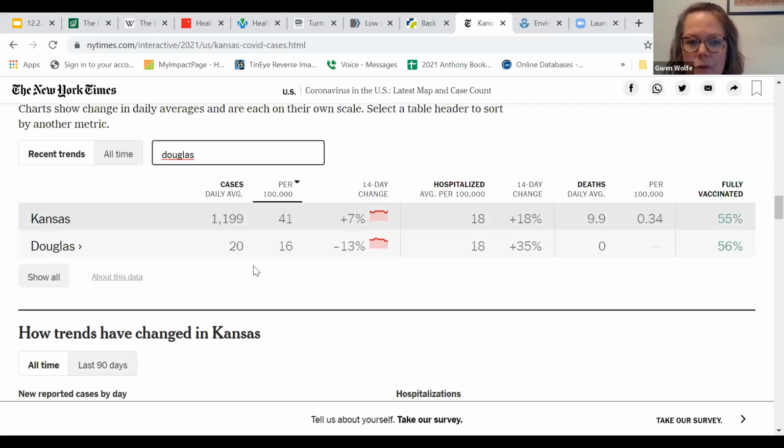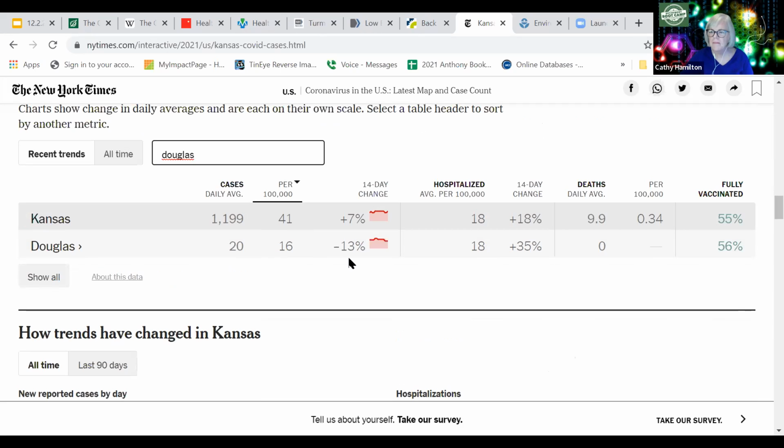Average daily cases right now are 20. That's roughly 16 per 100,000 people, and that's declined about 13% over the last 14 days. So I just think that granular information is really interesting, but also helpful, especially if you're going to travel and you are going to a particular state or county and you're interested in what the cases are looking like there. It helps keep you informed.